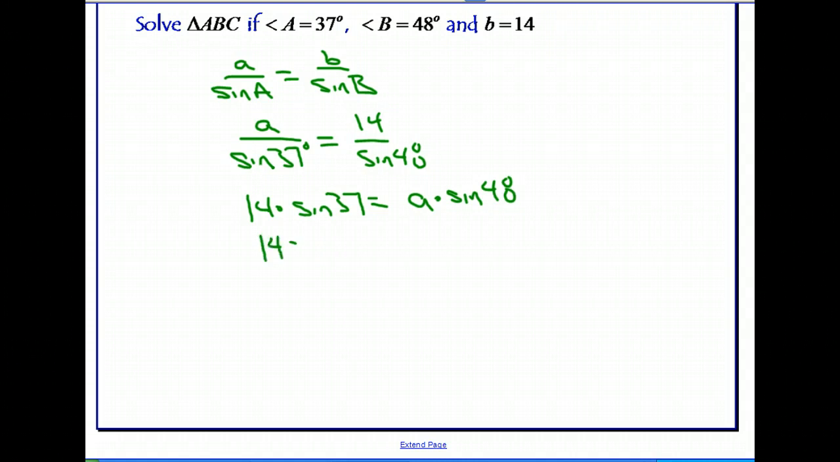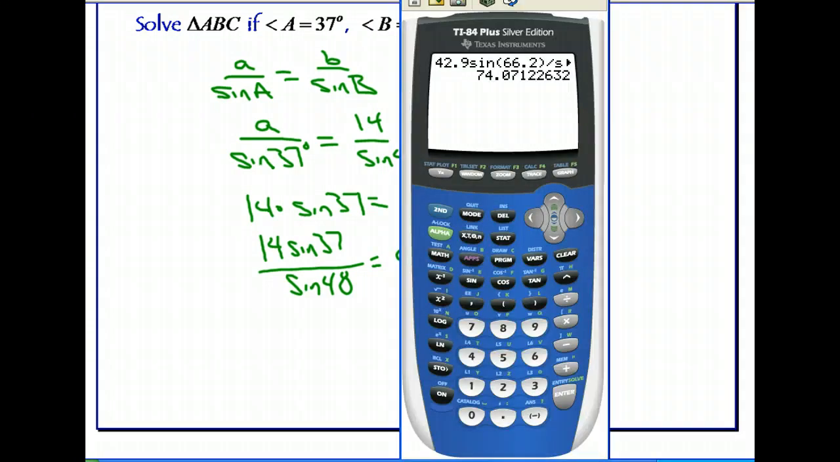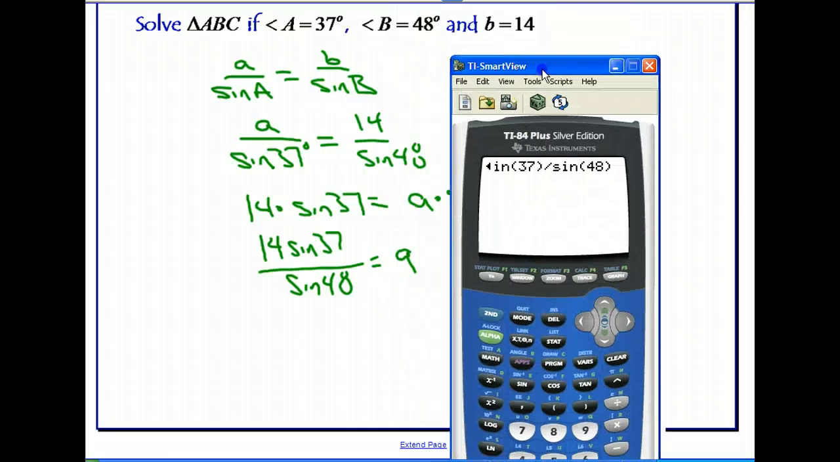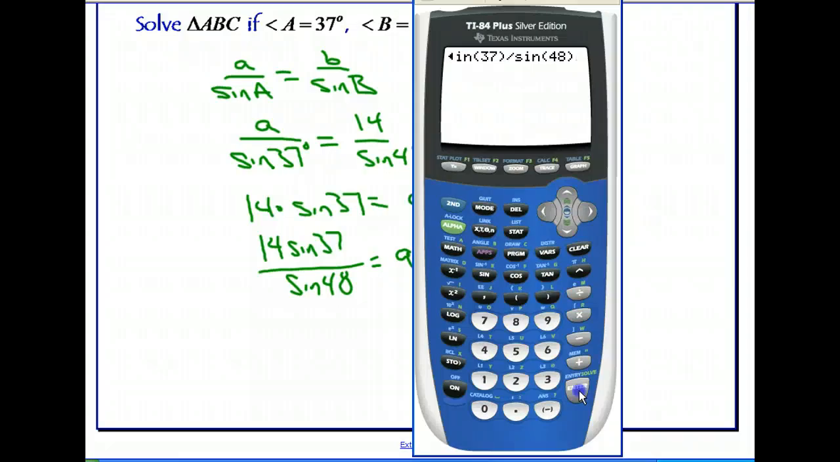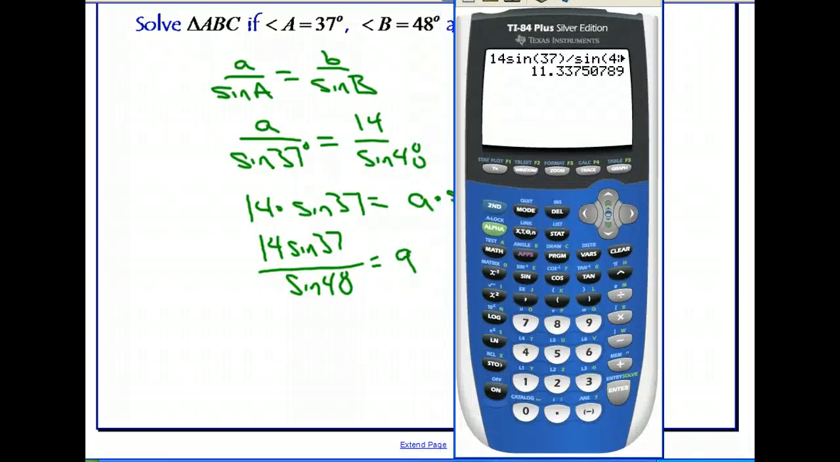Divide it, and I get 14 sine of 37 divided by the sine of 48. That will equal side A. Let's see what we got. Once you get this law of sines down, it goes very, very quickly. So 14 sine of 37. Divide that by sine of 48. And again, angle A is a little bit bigger, isn't it? Oh, sorry, I got that wrong, didn't I? Angle B is a little bit bigger, so side A I expect to be a little bit smaller. And I'm coming up with 11.3. Sure enough, that's less than B. So I've got side A is 11.3.